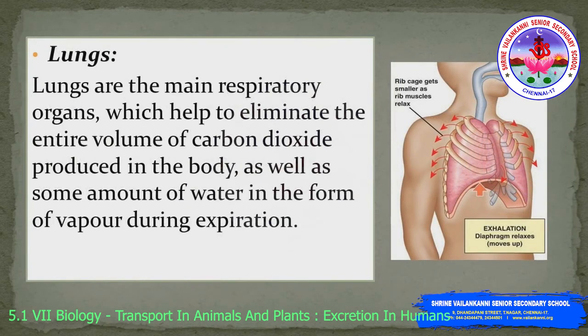The next accessory organ of excretion is the lungs. The lungs are the main respiratory organs which help to eliminate the entire volume of carbon dioxide which is produced in the body, and along with which some amount of water in the form of vapor is given out during expiration.